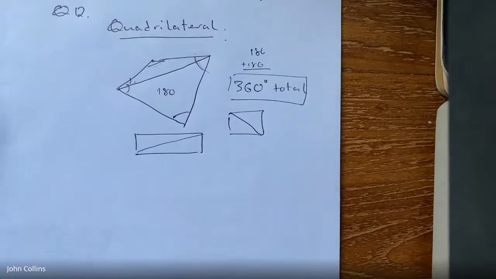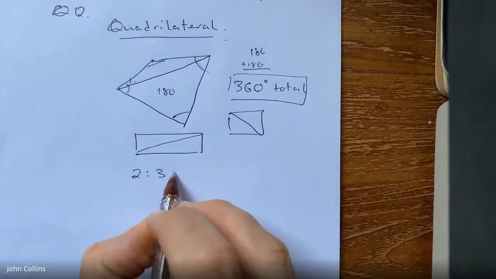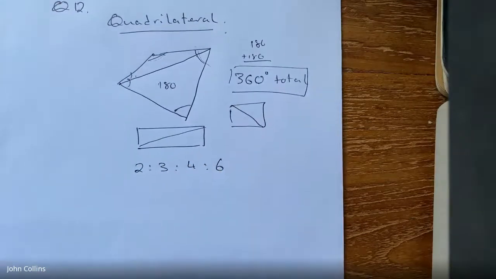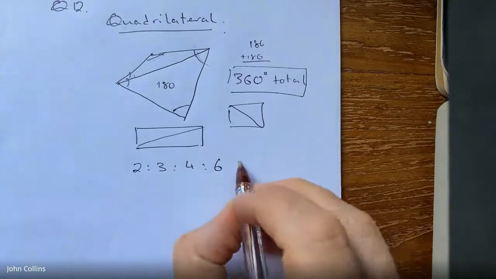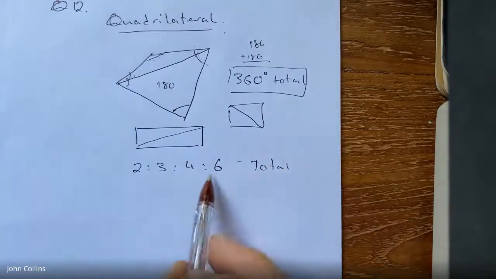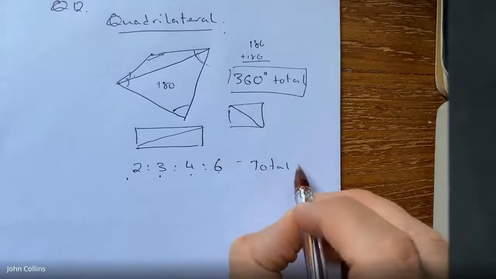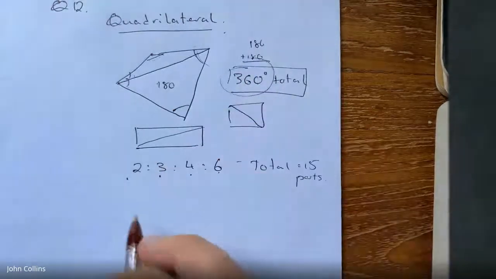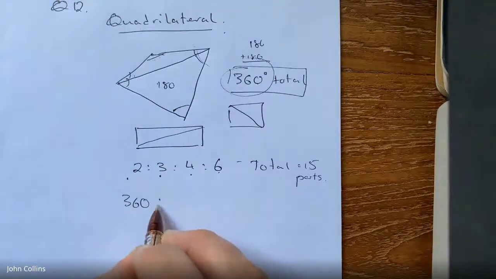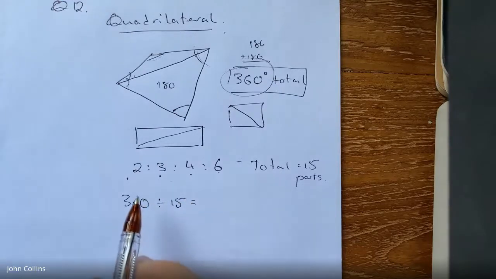So remember, these are the blue questions. Most of you guys didn't quite get around to doing them. But anyway, let's get the ratio 2 to 3 to 4 to 6. So that's our ratio here. That means I need to know my total parts again. Same as the other question. Total parts, 6 plus 4 is 10. Plus 3 is 13, plus 2 is 15. So there's 15 parts in this one. That means this 360 must be broken down into 15 parts by dividing by 15. 15 into 360.